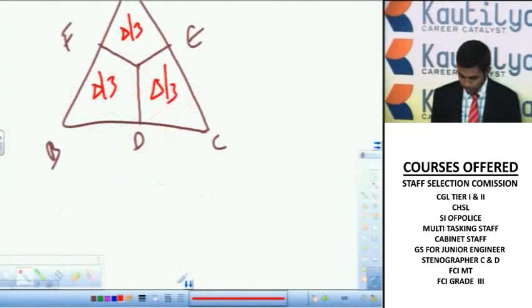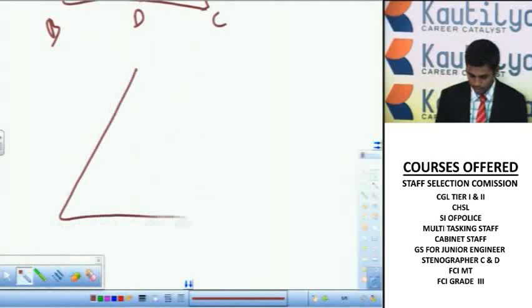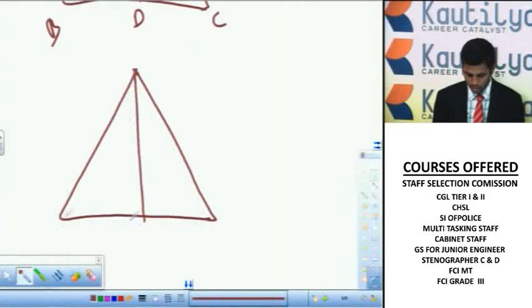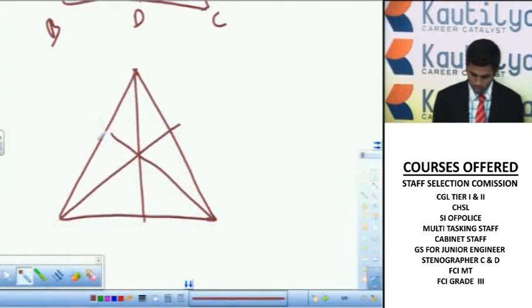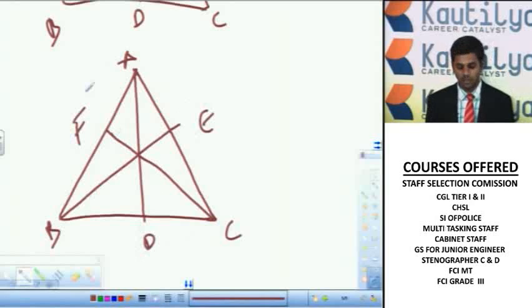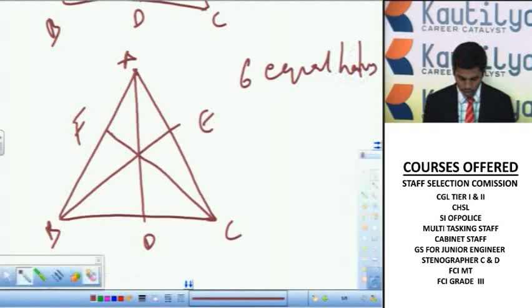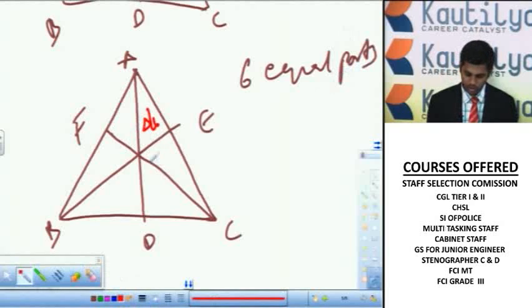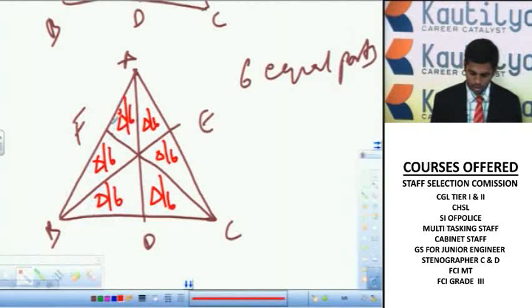Coming to when all three medians are drawn together. That is, this is triangle ABC, okay, right? These are the medians AD, BE, CF. If these are the medians, then these three medians divide this particular triangle into 6 equal parts, not halves, 6 equal parts. That is, each part will be equal to delta by 6, delta by 6. So each part will be equal to delta by 6, and delta is nothing but the area of triangle ABC, right?